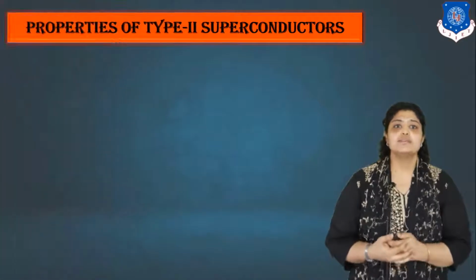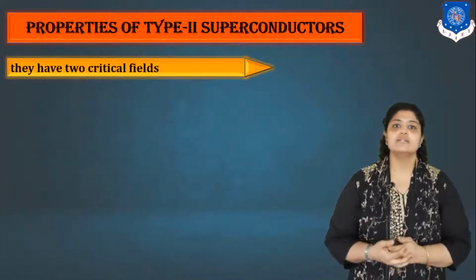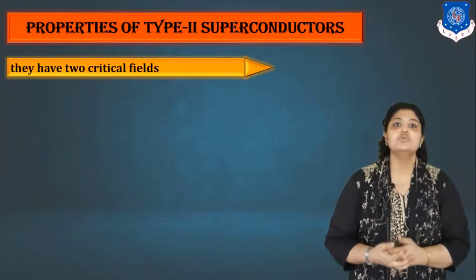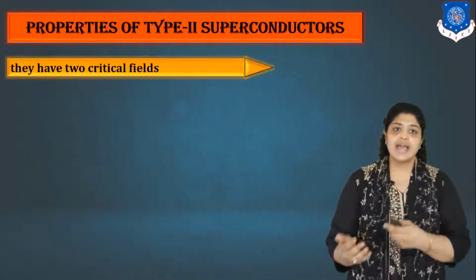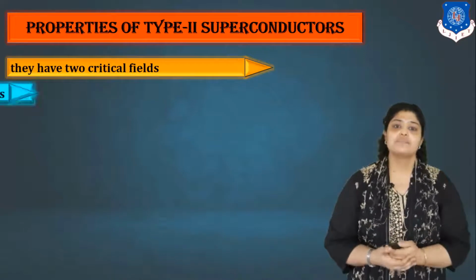Now let us discuss properties of type 2 superconductors. With the first one, they have two critical field values. That is the reason they are known as type 2. We have lower and upper critical fields.